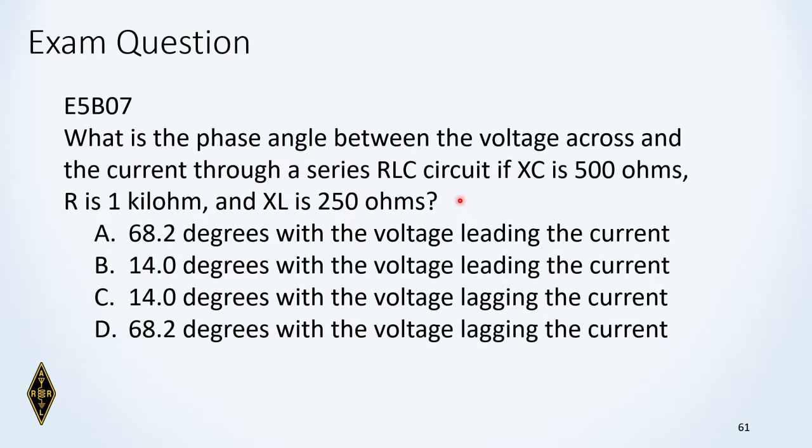So we can go through the process that I just showed you, and I'll give you a little trick. For all of these questions that ask for phase angle, the answer is always going to work out to 14 degrees. I think there's three questions in the pool that are similar to this, and you can do the math if you want, but it'll come out to 14 degrees. It might be positive or negative, but they're only considering the number of degrees.